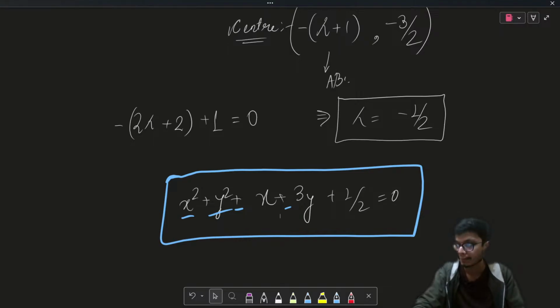Okay. I hope this is clear to all of you. Is this part clear? Yes or no? Is this part clear to all of you?